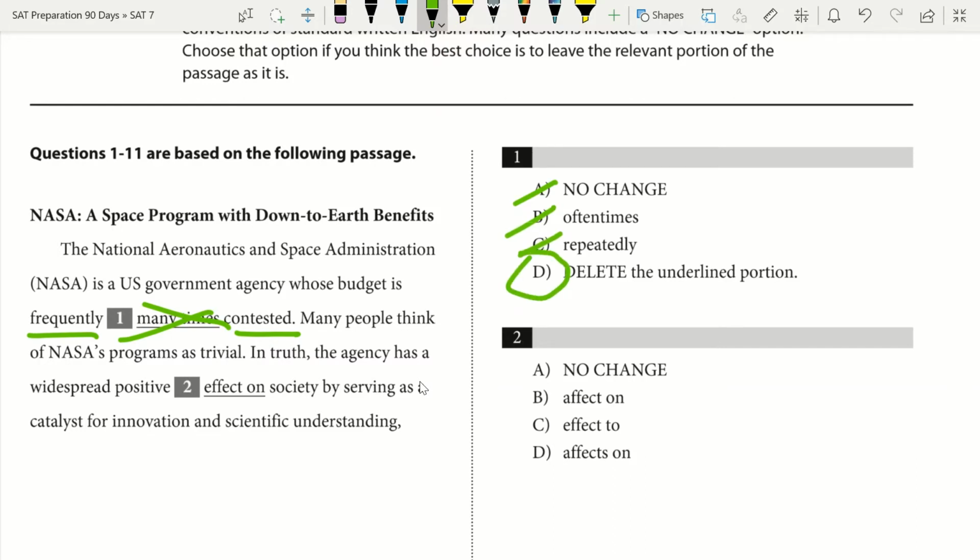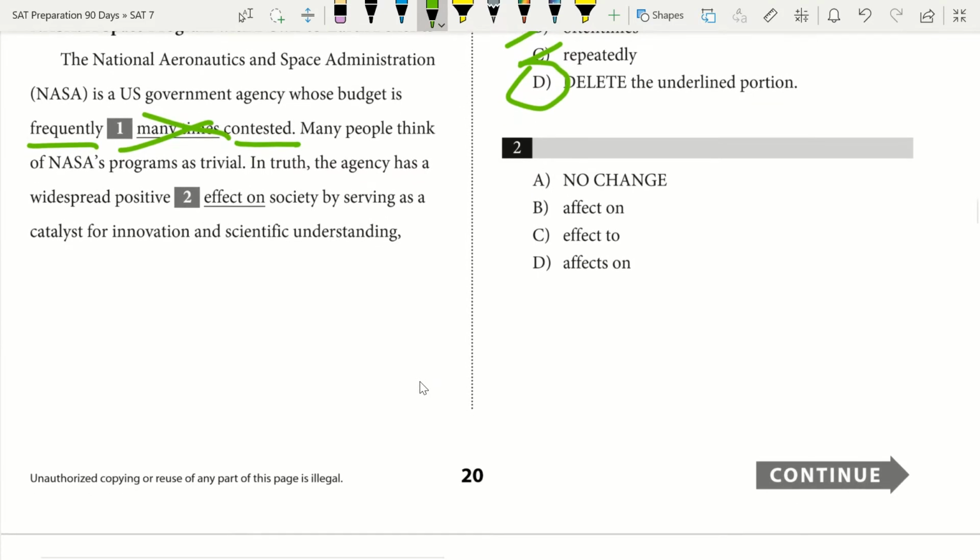All right, moving on, we got question 2. Many people think of NASA's programs as trivial. In truth, the agency has a widespread positive effect on society. Okay, that's the correct use of the word effect. We want to use the E because we're using it here not as a verb. A verb would be having an A there. Now, we wouldn't say effect to society. We would say effect on society. So our correct answer for 2 there is going to be A. I'm going to move on.